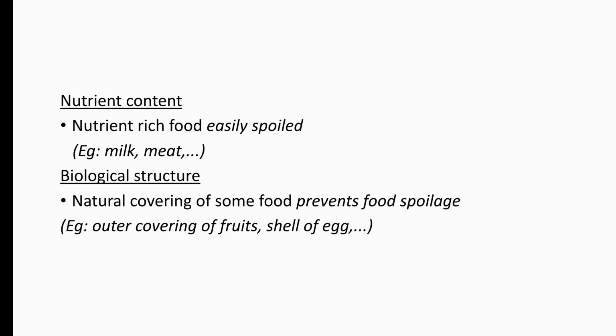The biological structure of food also affects microbial spoilage. The natural covering of some food, such as the outer covering of fruits and the shell of egg, prevents food spoilage by preventing the entry and damage caused by spoilage microorganisms.